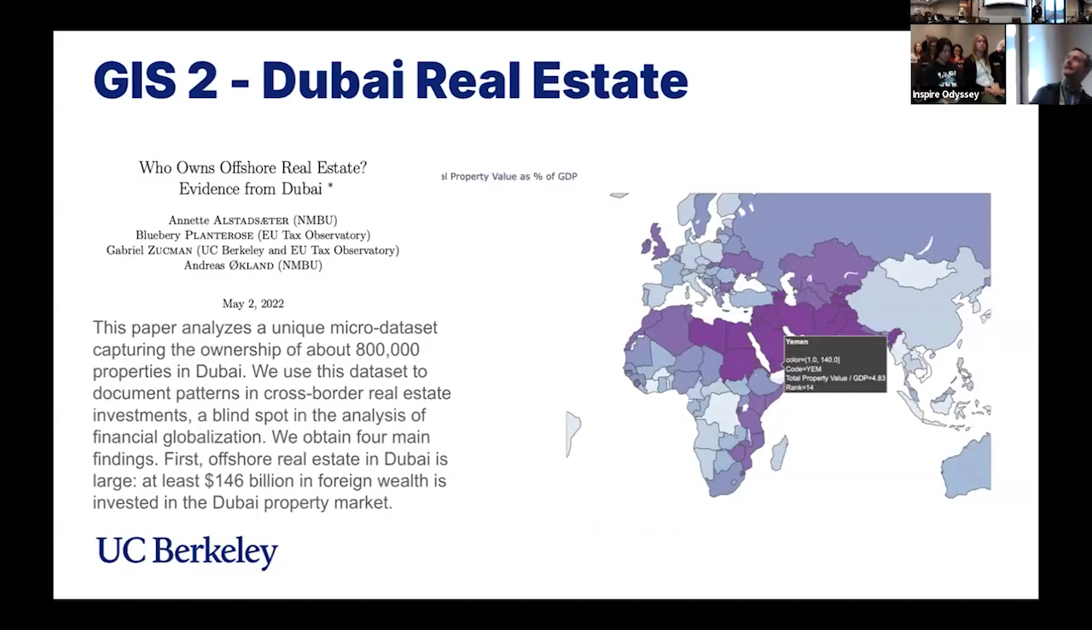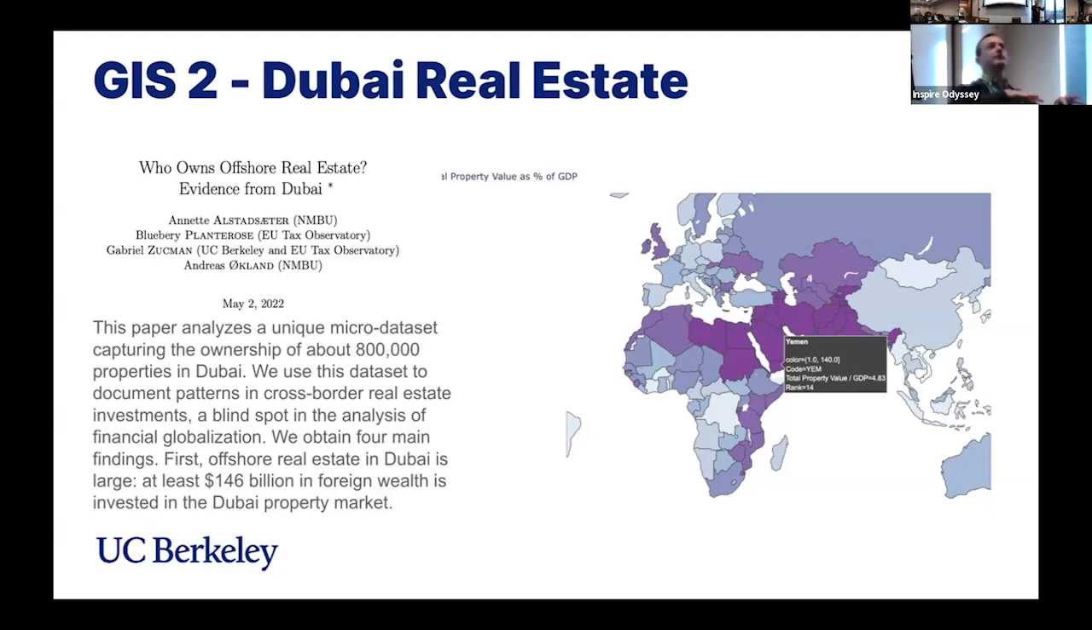So this is one from my class. This is from a combination of WikiLeaks, Panama Papers, multiple of these leaked financial instruments data. And these are folks from the EU Tax Observatory. One of the lead authors, whose website this is on, has the best name ever, Blueberry Plant Rose. I am still waiting to meet them. They have a data set that has 800,000 properties in Dubai, and it has $146 billion in foreign wealth invested in those properties.